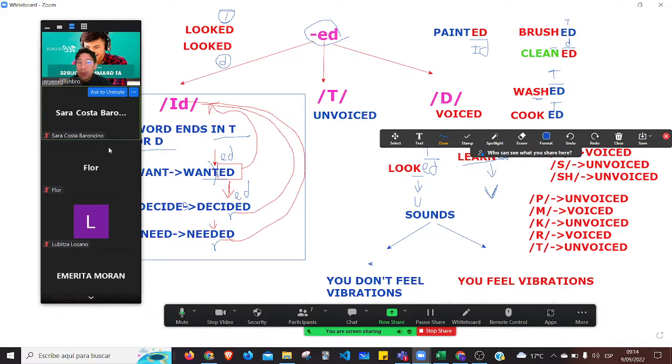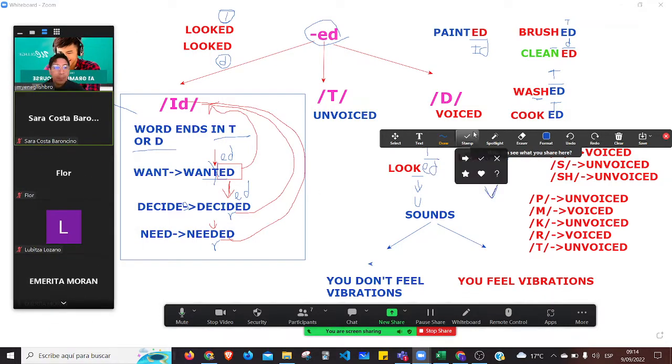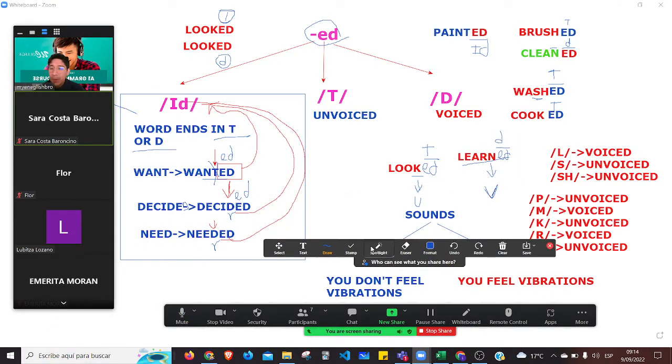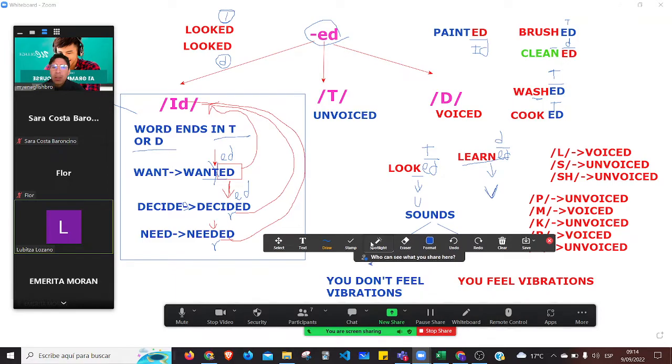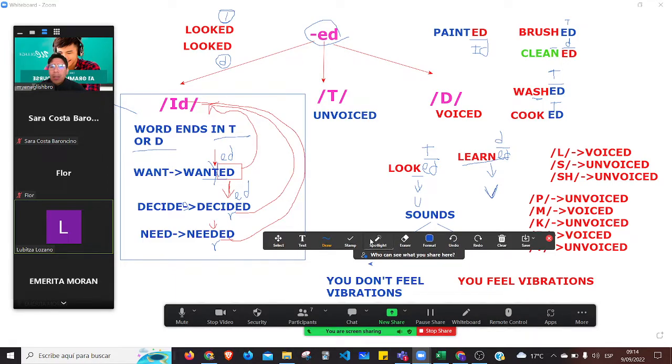Do you have any question about this? Nope. Teacher, but look, the verb look is with T, right? Yeah, of course, it's with T. Okay, the second is not possible. No, it's not correct, but I want to show the difference.